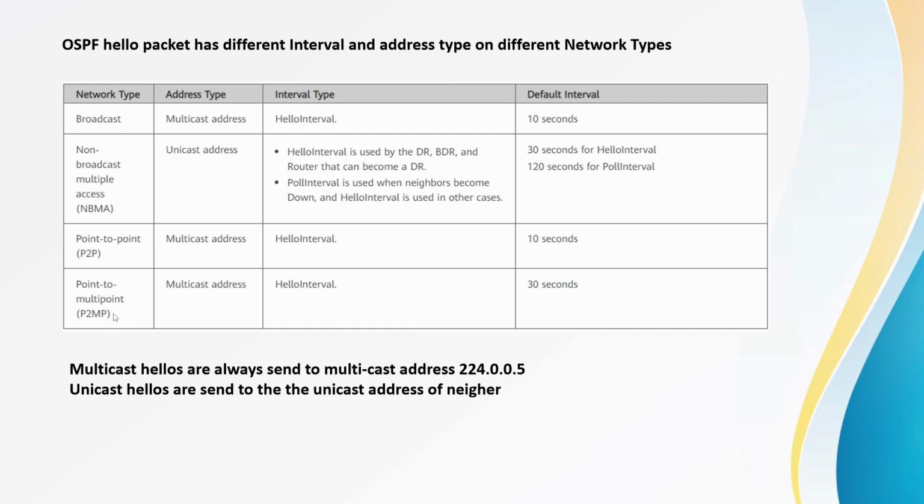However, for the multi-point and non-broadcast multi-access network, the hello interval is 30 seconds. A longer hello interval means slower detection of link failures. For example, if the router uses a broadcast network, it can detect link failures in 40 seconds. However, for point-to-multipoint, the router can detect the neighbor down in 120 seconds.